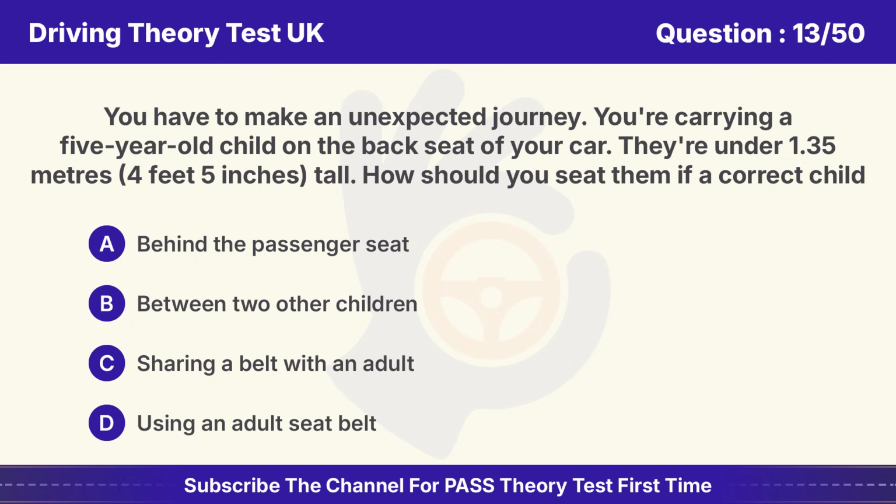Question 13. You have to make an unexpected journey. You're carrying a 5-year-old child on the back seat of your car. They're under 1.35 meters, 4 feet 5 inches, tall. How should you seat them if a correct child restraint isn't available?